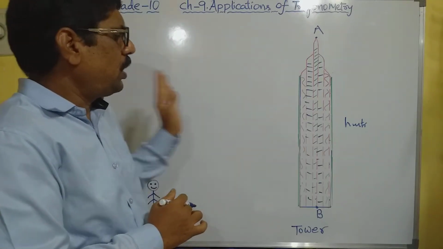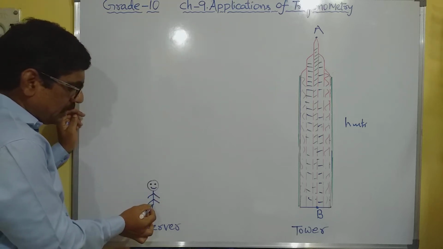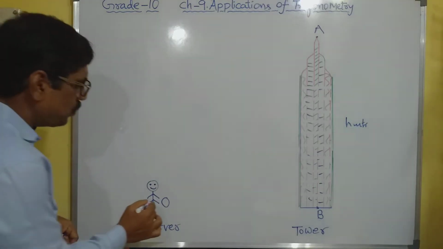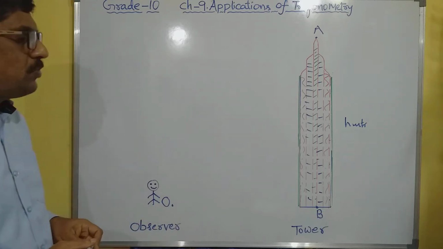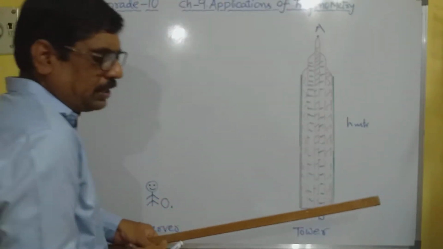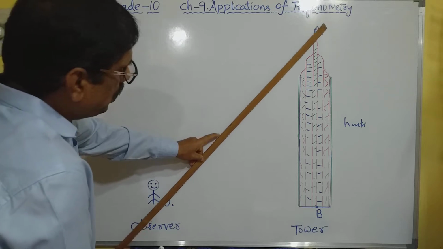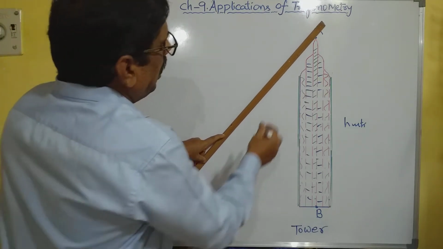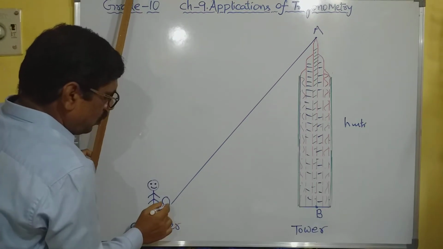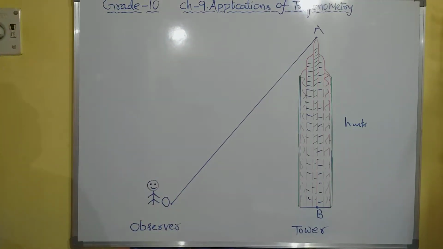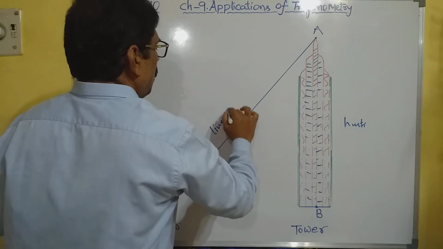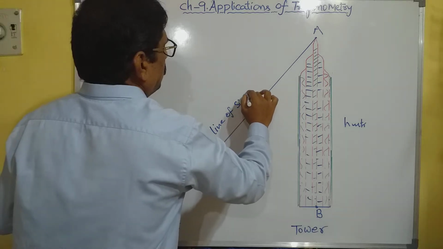An object. Now an observer is standing and looking at the top of the building from the point O. So O is the position of the observer. From this point he is looking at the top of the building. If you join these 2 points, the position where the observer is standing and the top of the building, with a straight line, we get a straight line. We call this straight line the line of sight.